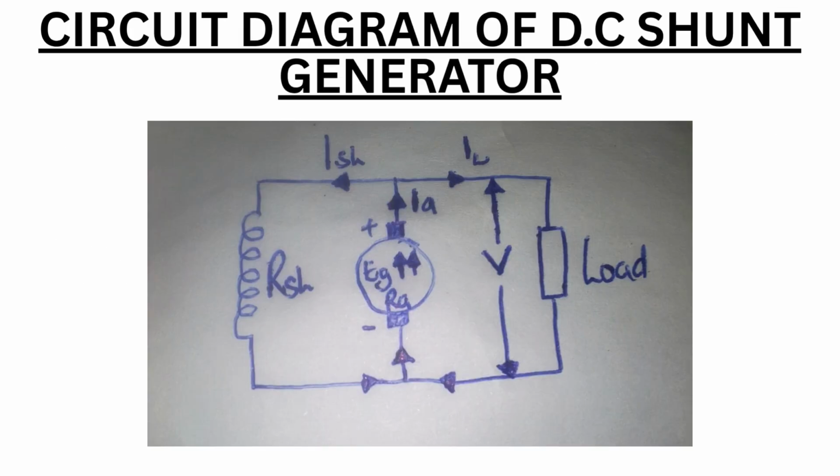Below is the circuit diagram of a DC shunt generator. 1. RSH equals shunt resistance. 2. RA equals armature resistance. 3. IL equals load current. 4. ISH equals shunt current. 5. IA equals armature current. 6. EG equals output voltage.